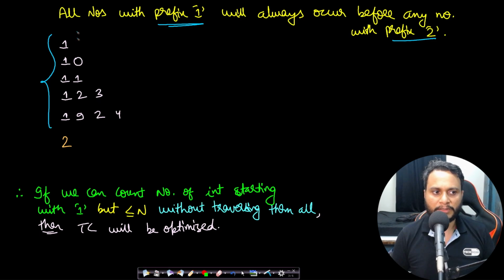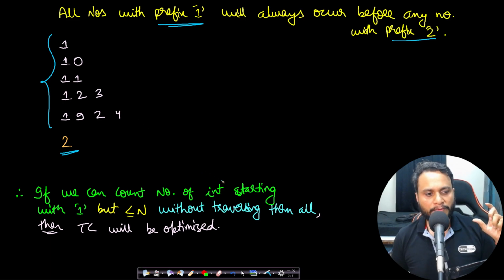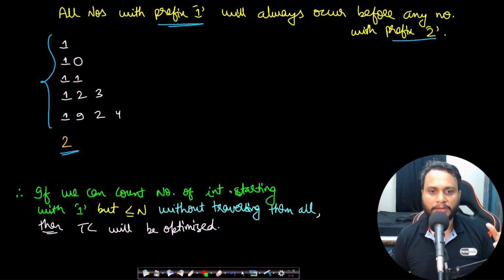So you see that all the numbers starting with 1 will always have a lower rank than any number which is starting with 2, be it 2 itself, okay? So 1924 will even come before 2, right? Now, if we can count the number of integers which are starting with 1 but less than or equal to n without traversing them all, then the time complexity will be optimized, isn't it?